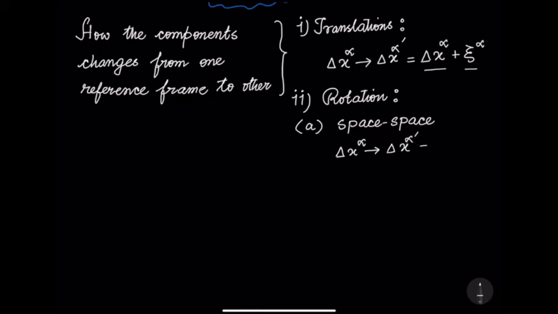And we know that for rotation, I cannot just write something plus something as for the translation. Here I have to write a rotation matrix, and it will look like this. Two things to point out here. One is that the indices that we are using, alpha, beta, etc., go up and down.